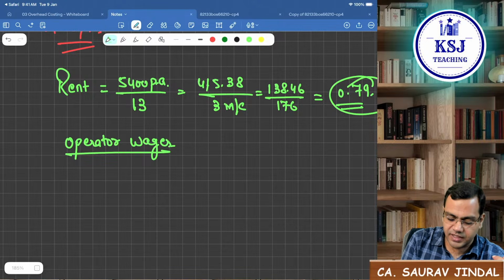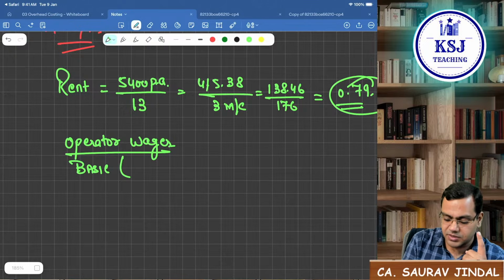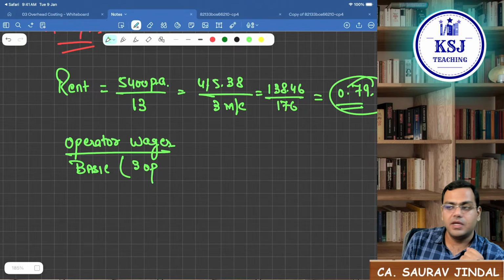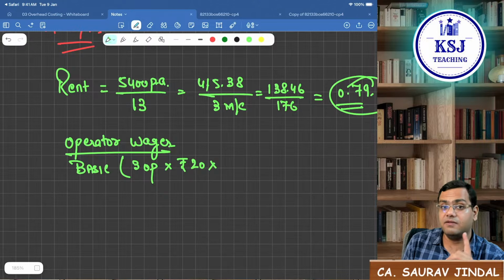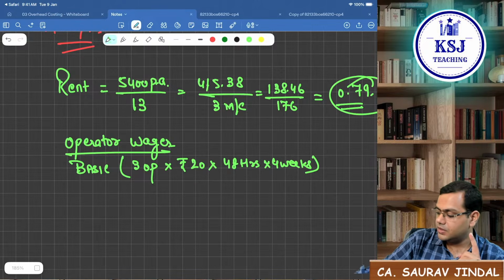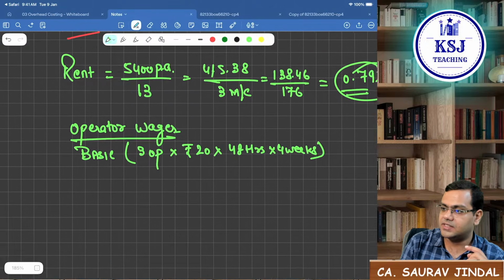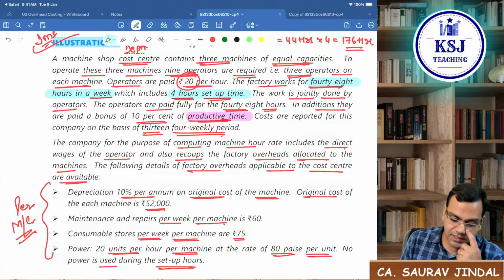For the operator wages, the basic, we need it for 1 machine. 1 machine is being controlled by how many operators? It is being controlled by 3 operators. Each operator is being paid what? Each operator is being paid rupees 20 per hour. For how many hours are they working in 1 week? They are working for 48 hours. And we need the data for 4 weeks. So 3 into 20 into 48 into 4. You will get it as 11,520. This is the basic wages.